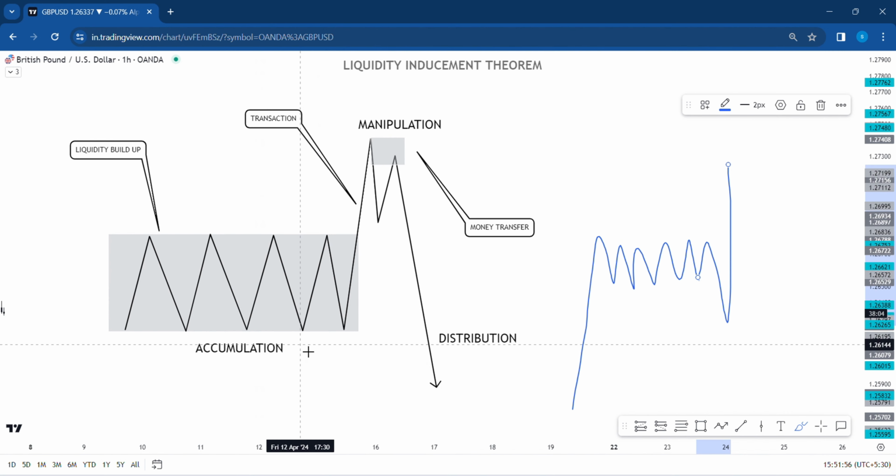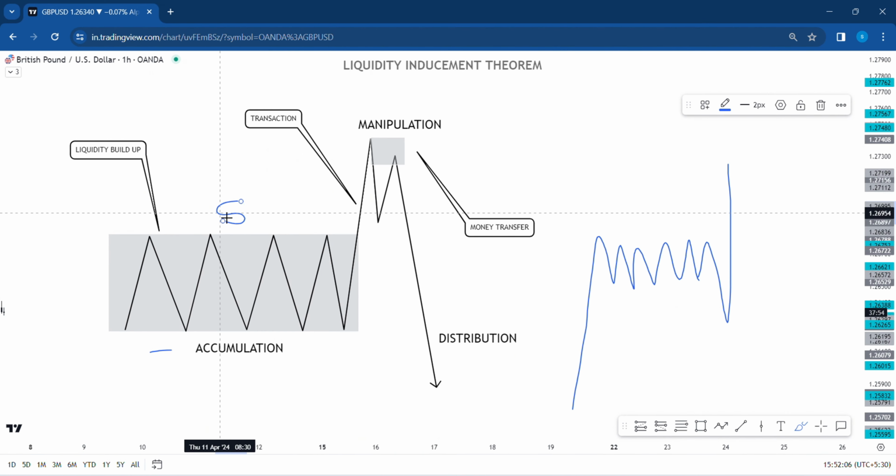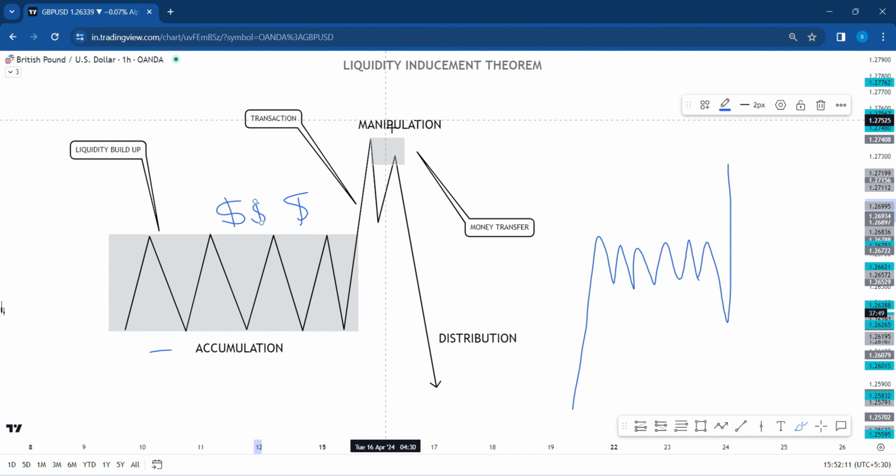There are three phases in the liquidity cycle: accumulation, manipulation and distribution. First they will accumulate the orders and then manipulate, taking all the liquidity, because here lots of retailers will have lots of liquidity here, lots of liquidity here, lots of liquidity here. All the liquidity gets collected and then it will move.